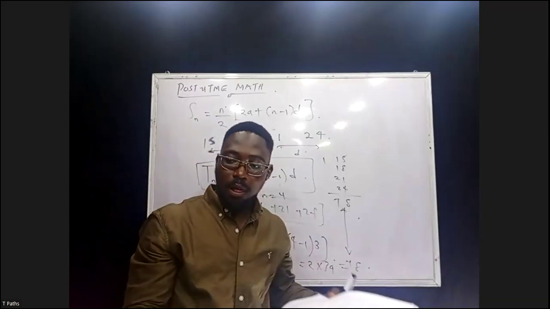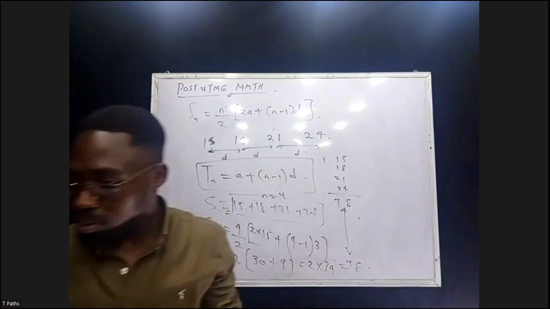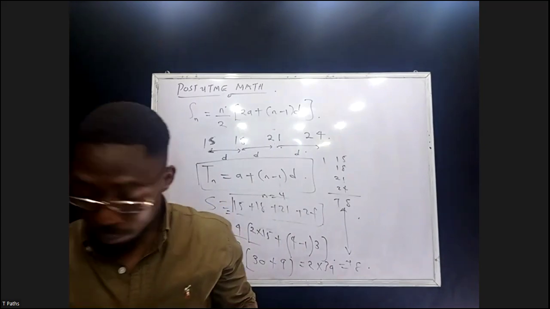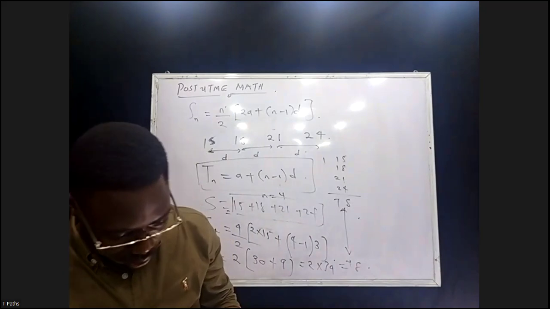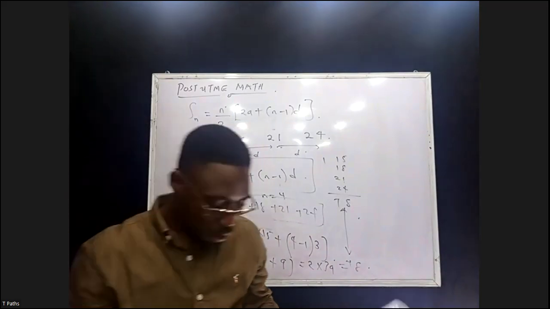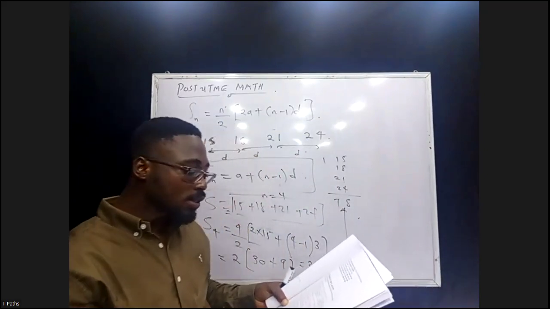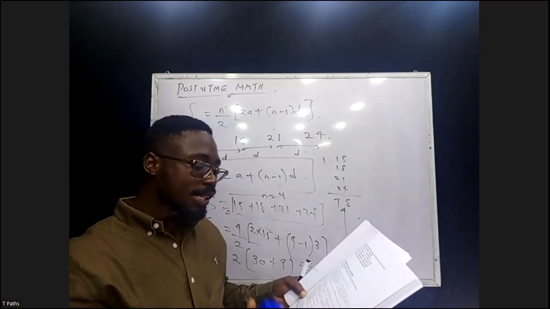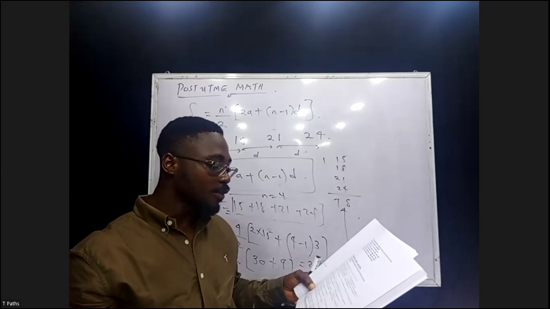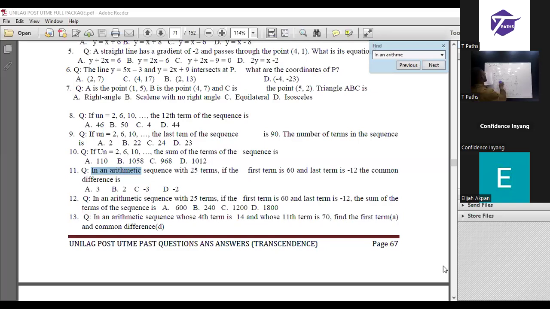I'm going to read these problems to you. In an arithmetic sequence with 25 terms, if the first term is 60 and the last term is minus 12, find the sum of the terms of the sequence. Let's go. I repeat, when they say arithmetic sequence, they mean arithmetic progression. They mean linear sequence. Please take note of all of these names. When they say arithmetic sequence, it also means linear sequence. It also means AP, arithmetic progression. So don't panic, even if they change the name.